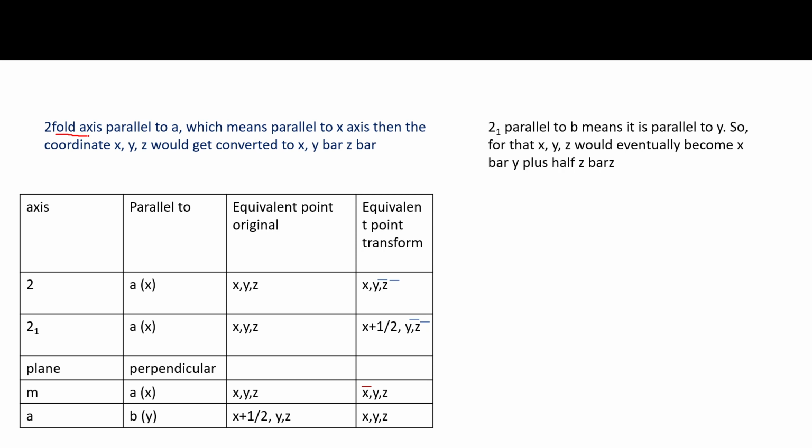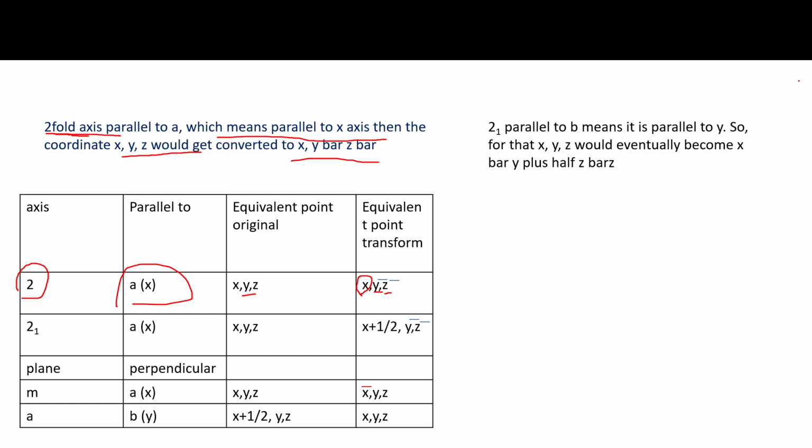So in questions, they may ask about the two-fold axis parallel. When you talk about the two-fold axis parallel to A, which means parallel to the x-axis, then the coordinates xyz get converted to x, y bar, z bar. So two-fold rotation parallel to x, x is not changing, only y and z change. So x is fixed, y becomes y bar and z becomes z bar.